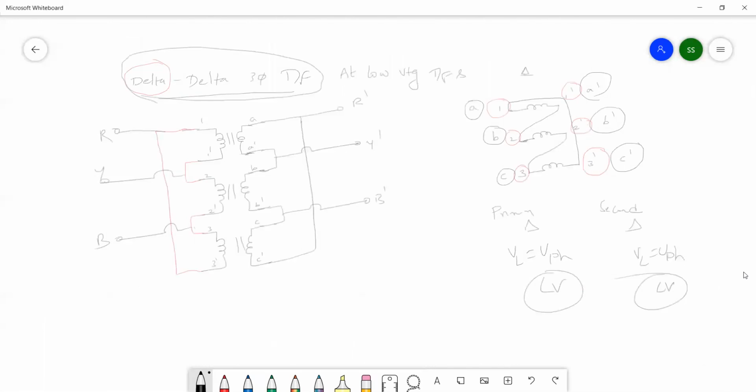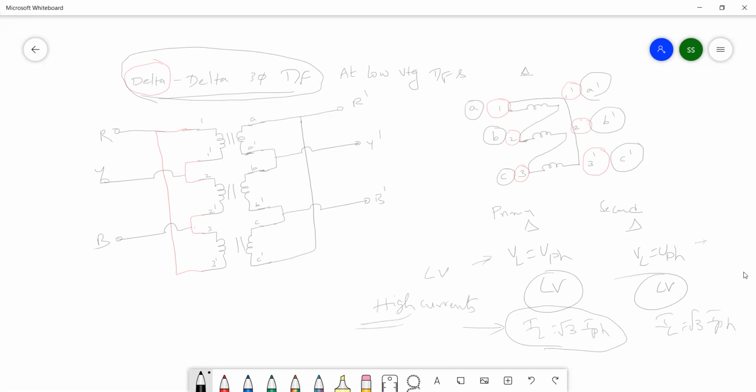See, in this delta delta, VL equal to V phase and VL equal to V phase, that is low voltage, but current IL equal to root 3 times I phase. Root 3 times I phase. What should it indicate compared to star connection? Current is very much higher. High currents, even though low voltage.